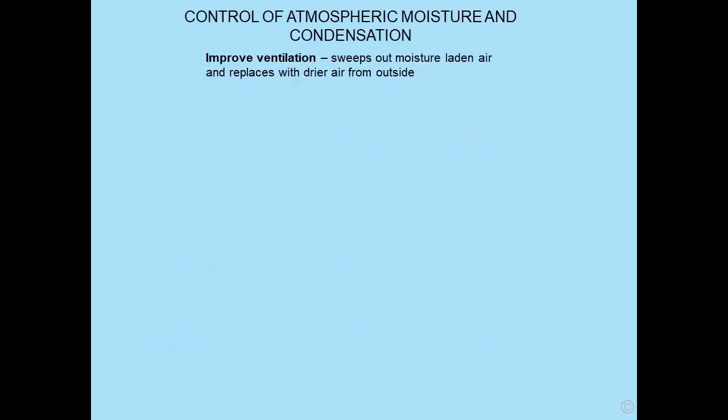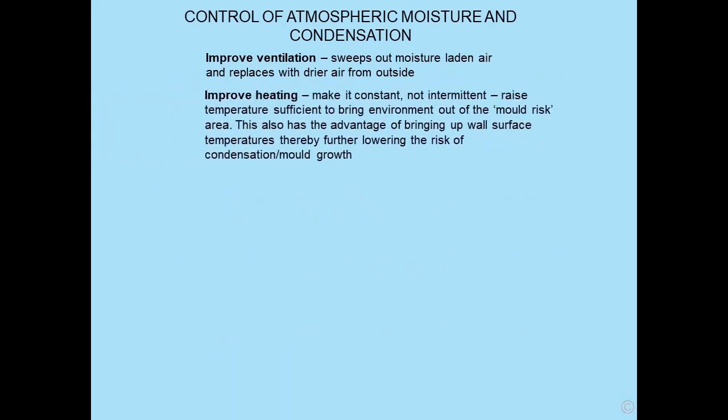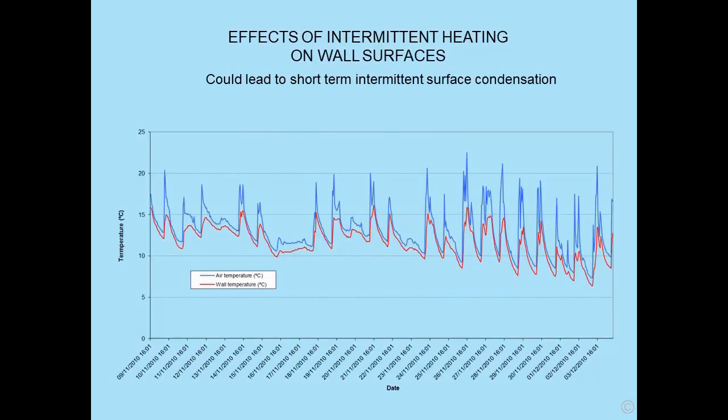So, back to the control of atmospheric moisture and condensation. Improve heating, make it constant, not intermittent. Raise the temperature to bring the environment out of the mould risk area. Also bear in mind that raising the temperature will raise the surface temperature of walls and therefore reduce the risk of mould. Effects of intermittent heating on walls: this could lead to short-term intermittent surface condensation, so beware.